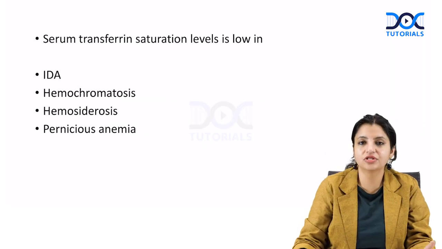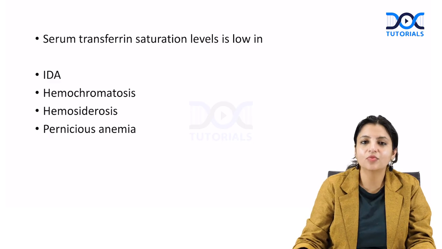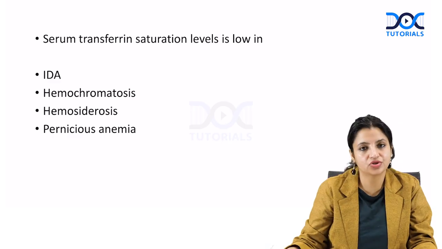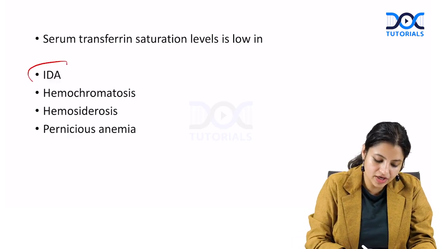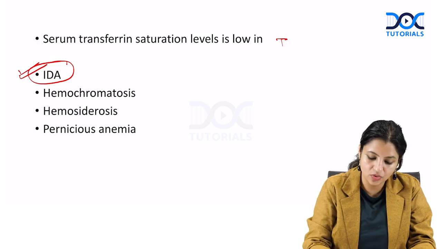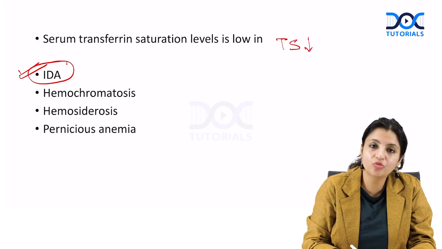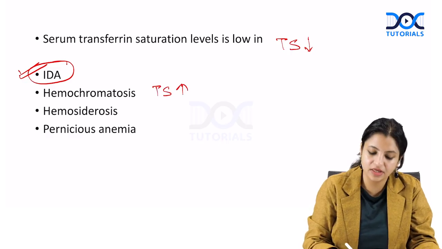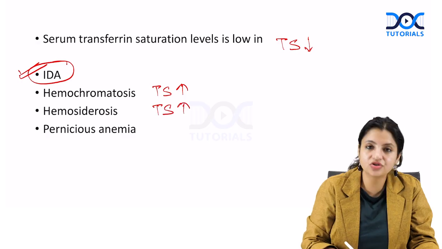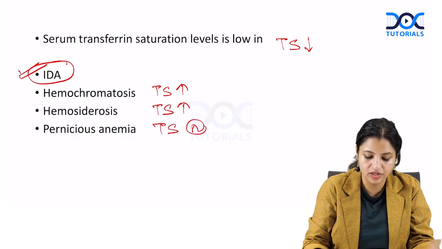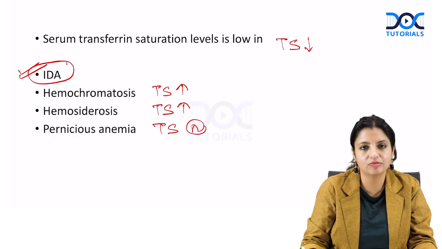Serum transferrin saturation is low, and this is very easy. See, whenever your iron levels in the body are low, automatically the transferrin saturation is also going to be low. So iron deficiency anemia is a very simple answer where the transferrin saturation is low. Hemochromatosis is iron excess, so transferrin saturation is high. Hemosiderosis is iron excess, so transferrin saturation is high. Pernicious anemia is a B12 deficiency, nothing to do with iron, so transferrin saturation will be normal. Okay, so that is why iron deficiency anemia is a condition where your transferrin saturation will be low.